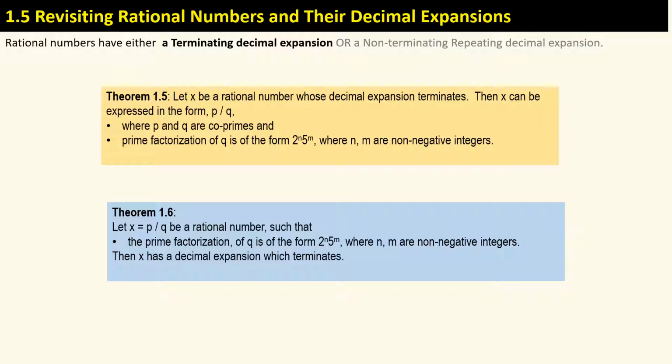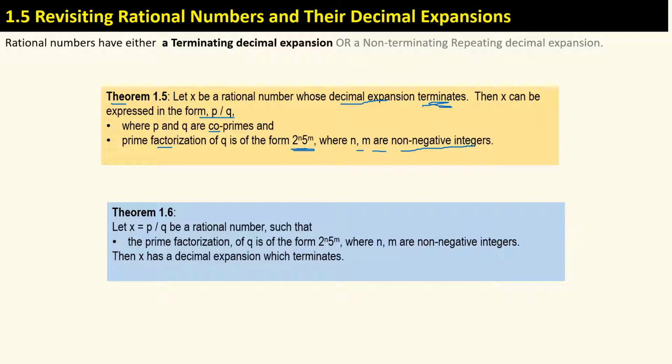So what do these theorems say? Theorem 1.5 states that let x be a rational number whose decimal expansion terminates. So this is an important word here. Then x can be expressed in the form of p divided by q, where p and q are co-primes, and the prime factorization of q is of the form 2 raised to power n multiplied by 5 raised to power m, where n and m are both non-negative integers.